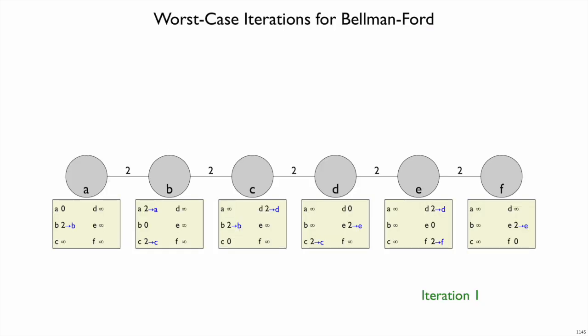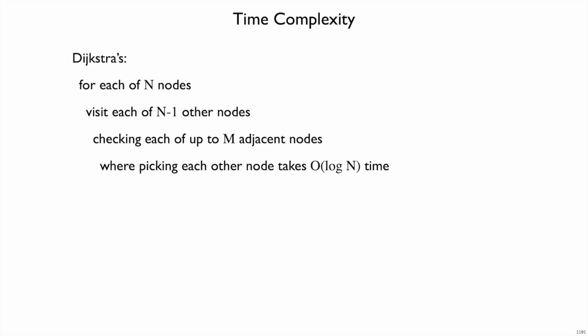It turns out that the worst case for Bellman-Ford is when you have this kind of linear graph where information from F needs to get to A and information from A needs to get to F. Each iteration is only going to be able to take one step, but it will take one step. So it'll take order n, the number of nodes, in the worst case. With that thought in mind, let's consider the asymptotic complexity of our two algorithms.